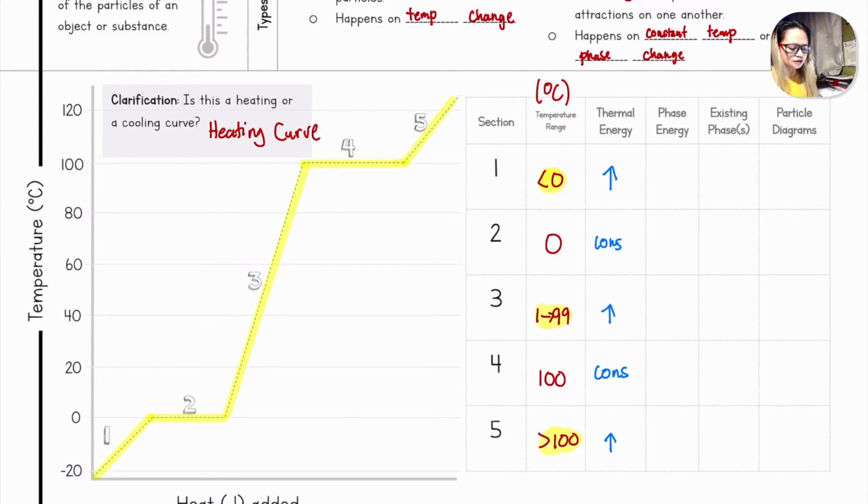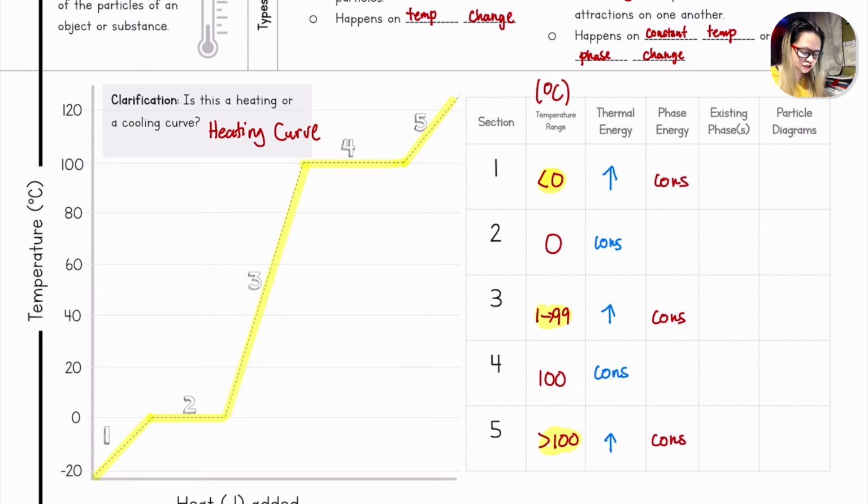All right, so what about phase energy? Well, phase energy is the distance between the particles. And during times where there is a temperature change, phase energy is constant. Here's what I mean by that. So this is constant. This is also constant. And this is constant right here.